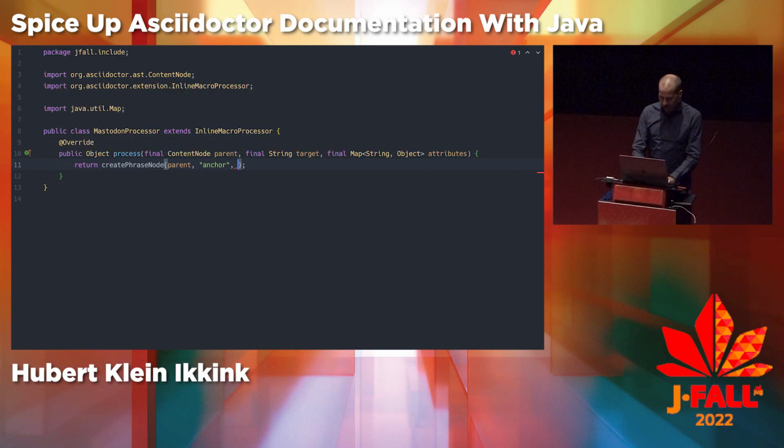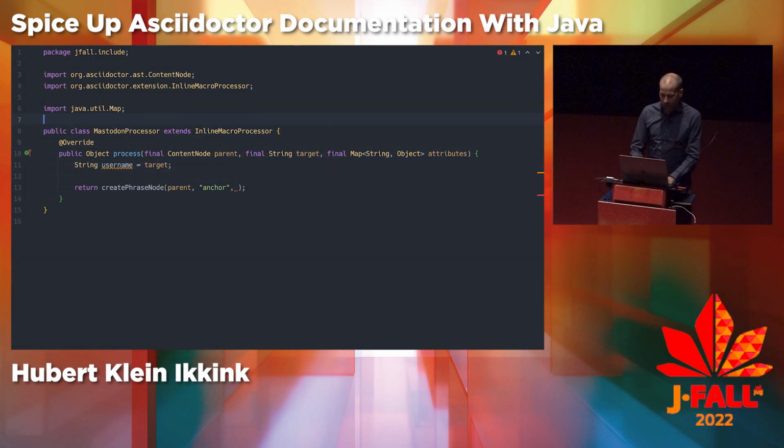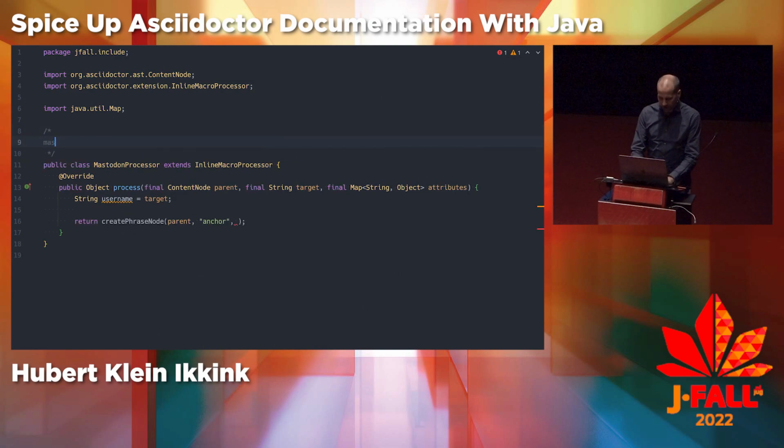Let's say I want to have a string, the username, which is actually the target. So remember, this was the definition of the inline macro I want to do. This part, so after the colon and up until the list of attributes, that's the target that will be set here as the value of the target variable. So that will be, in this case, Mr. Haki, right?